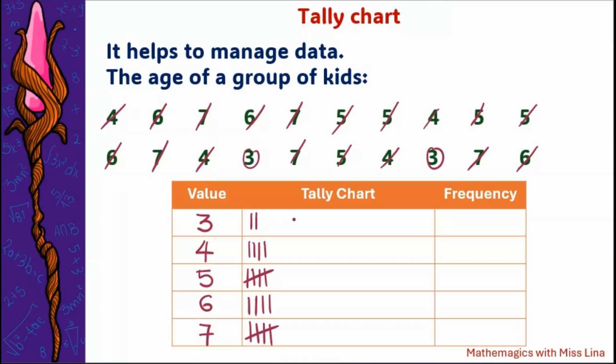So in this case, it's just 2 sticks. So 2. 1, 2, 3, 4 sticks. This one is easy because it's already crossed, so it's a group of 5. This is 4 sticks and another group of 5. So the frequency is already found.